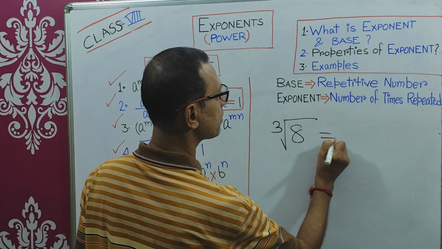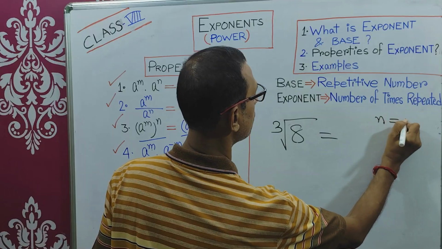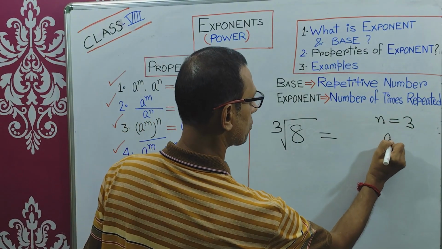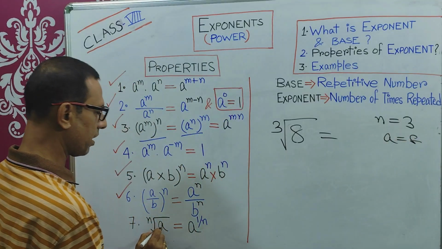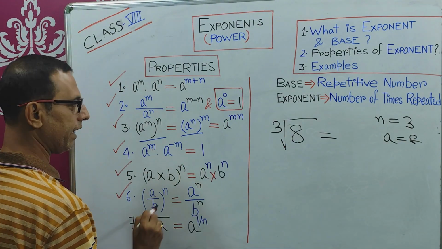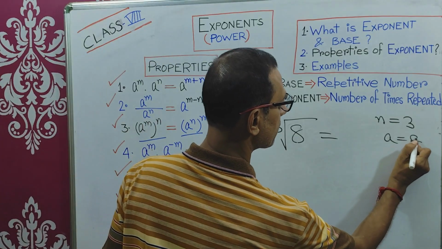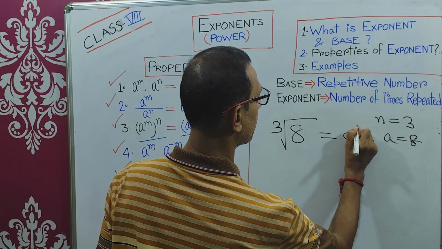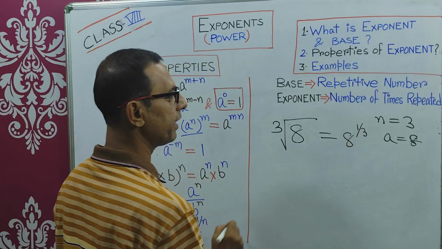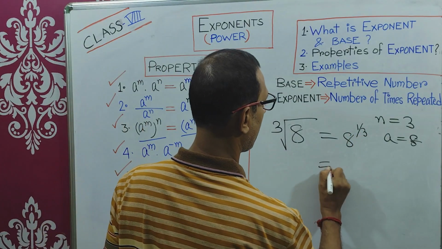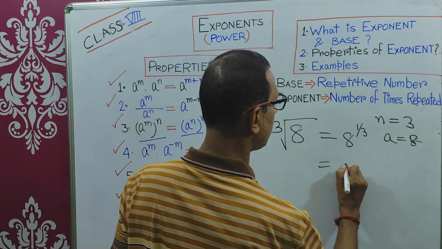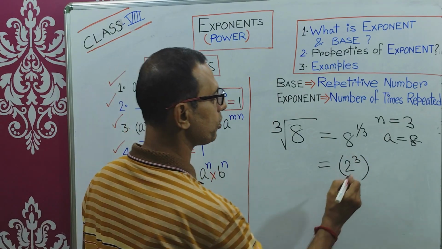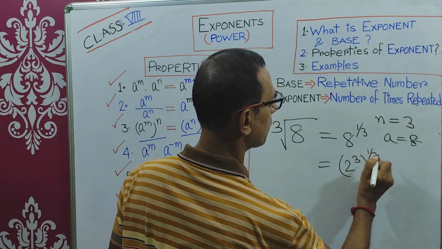Cube root of 8 means here n equals 3 and a equals 8. A is the base, a equals 8 and n equals 3. So we can say that cube root of 8 means 8 to the power 1/3, a to the power 1 by n, right? And how can we write 8? We can write 2 cube, (2 cube) whole to the power 1/3.